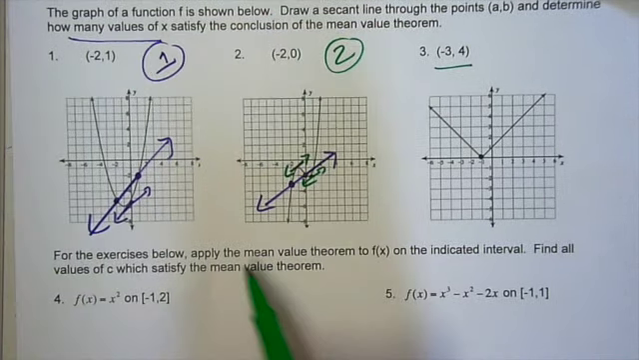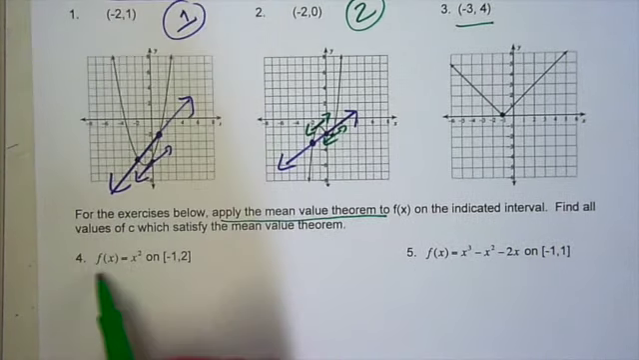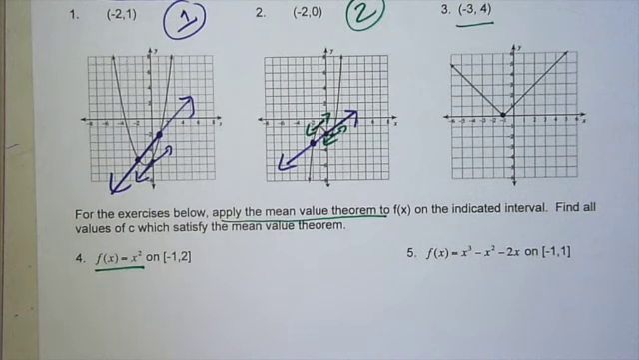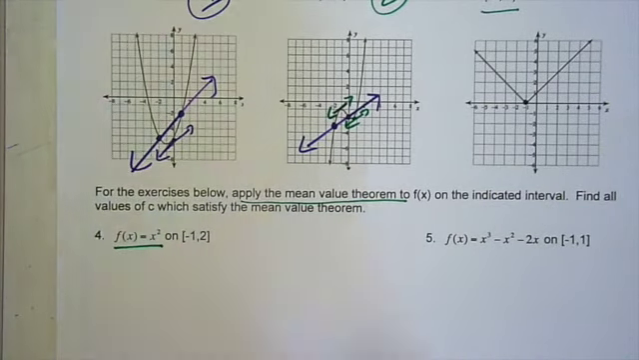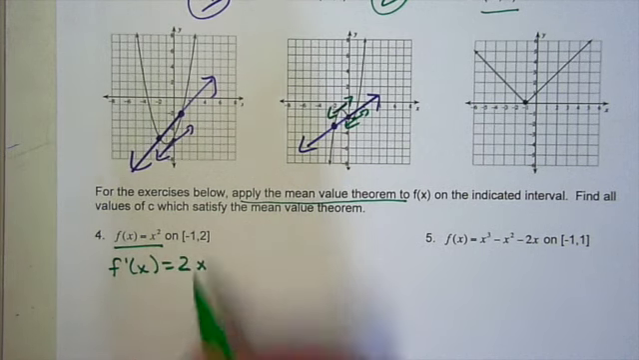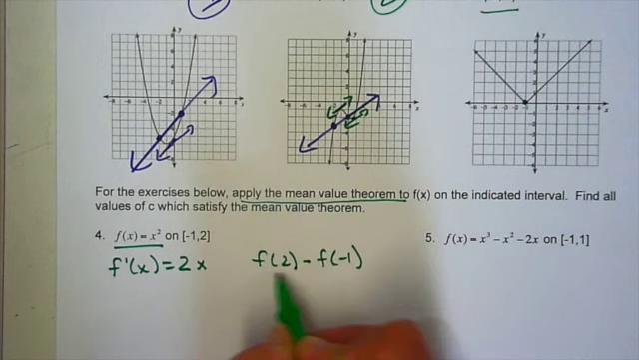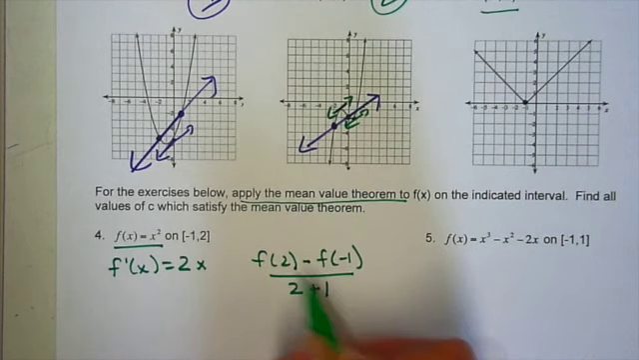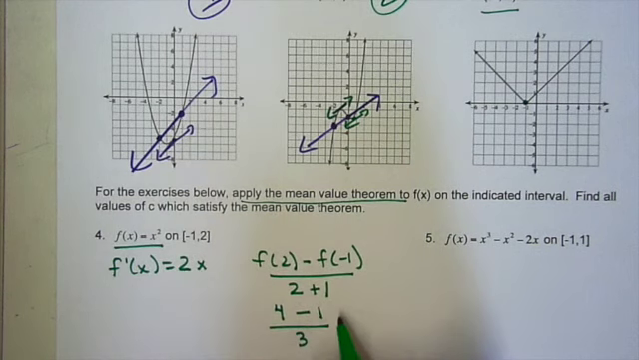So I want you to apply the mean value theorem, if you can, and then find the value of c. So this is a polynomial. Any polynomials will be differentiable and continuous everywhere because it's a smooth continuous curve. So conditions are met. Now, I need the derivative, which is 2x. I also need to find f of 2 minus f of negative 1 over 2 minus negative 1. So f of 2 is 4, f of negative 1 is 1, so 3 over 3, this gives me 1.